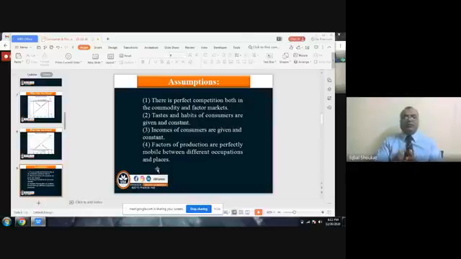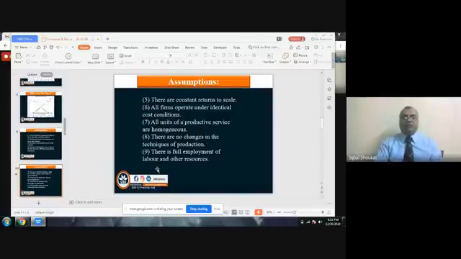Regarding the factors of production, especially labor and capital, machines and labor can be transferred, can be shifted from one area to another area, from one profession to another profession by their own choice. There aren't any sort of restrictions in shifting the professions.